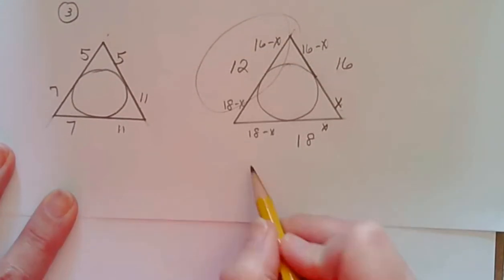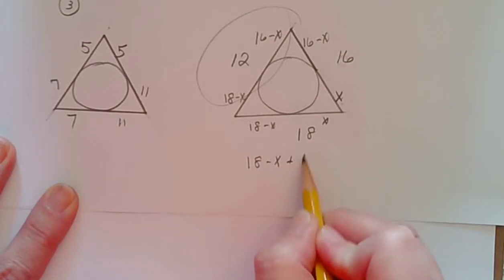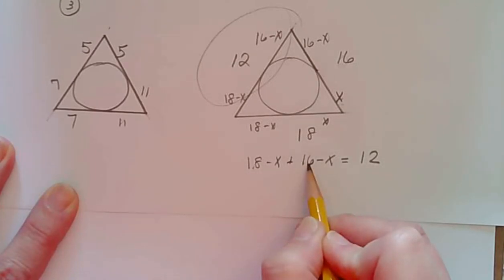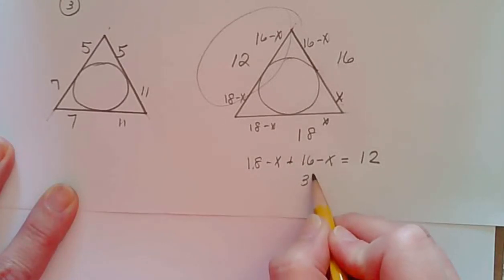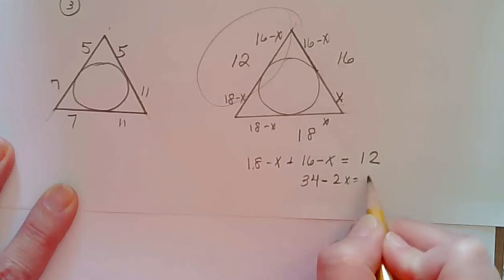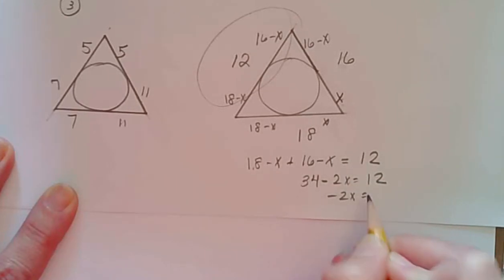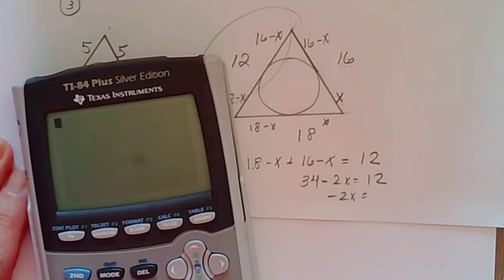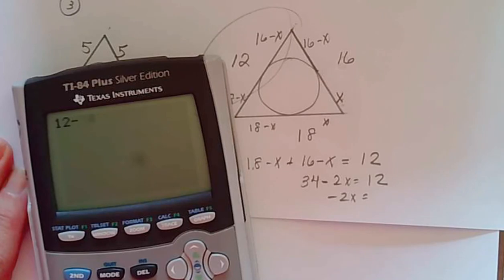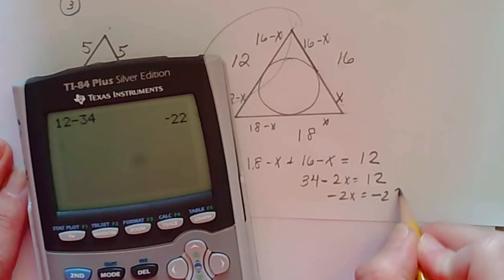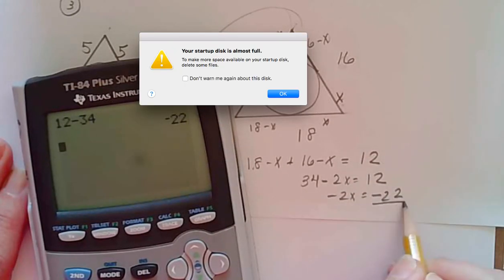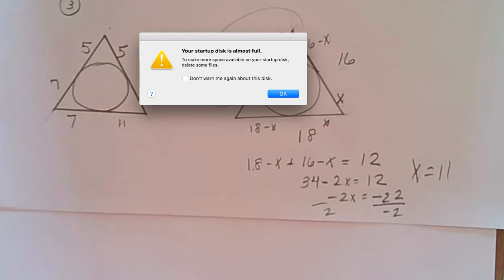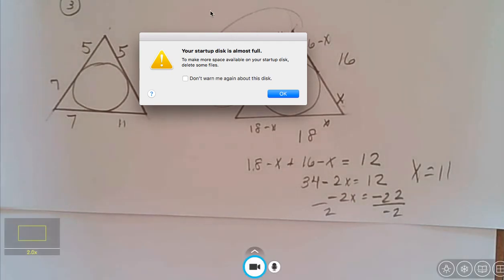There is your equation. 18 minus x and 16 minus x combined has to give you 12. So 18 and 16, that's 34 minus 2x is 12. Negative 2x is equal to, here we go again, negative 22, oh, deja vu, we just did that, divided by negative 2, and x is equal to 11. And there we have it. I have to stop because I ran out of room.